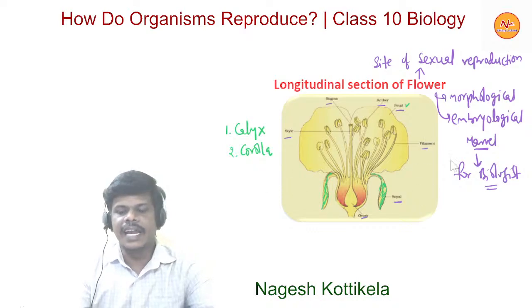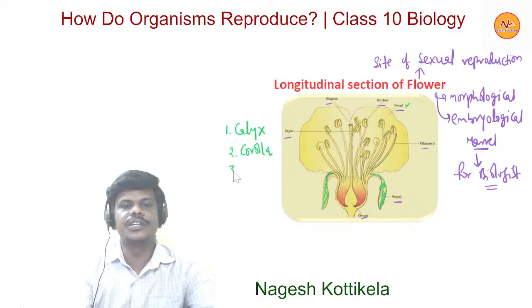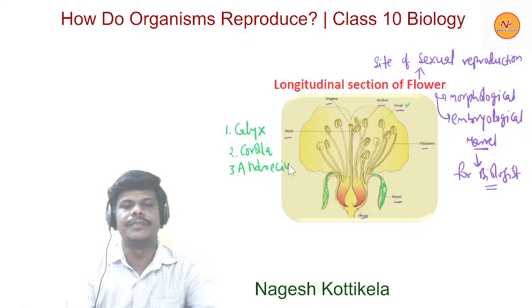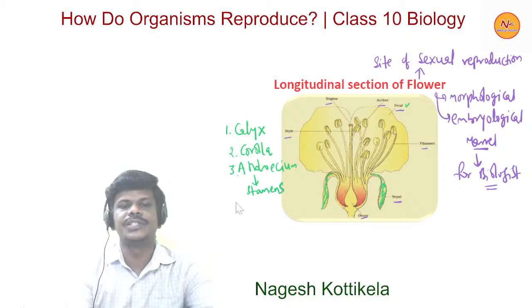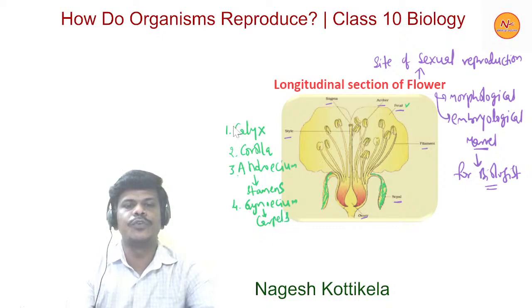Okay, and here we find anther, filament, that forms the third whorl called androecium. Okay, androecium, which consists of stamens, and the fourth whorl is gynoecium. Okay, gynoecium, which consists of carpels. So these are the four different whorls present in a flower.